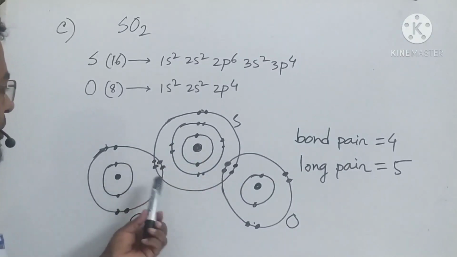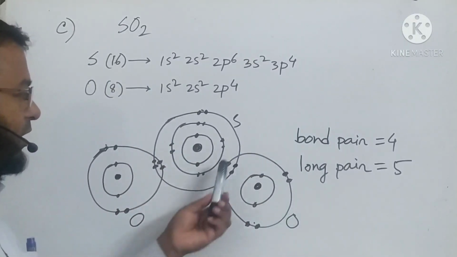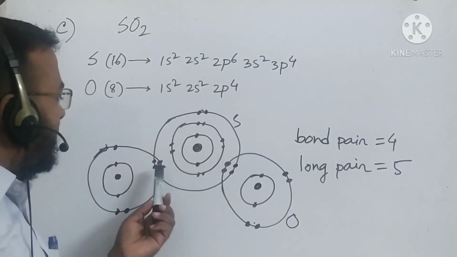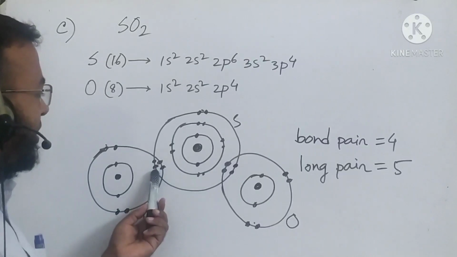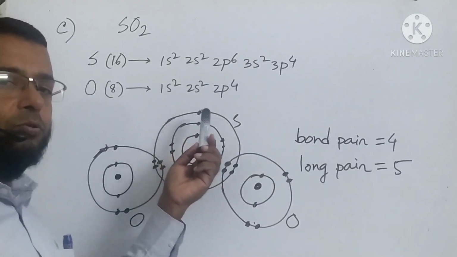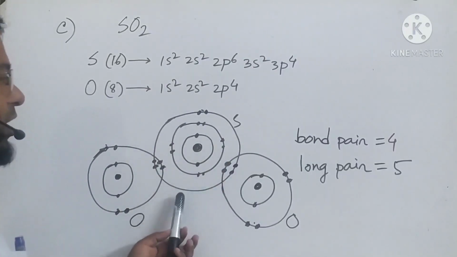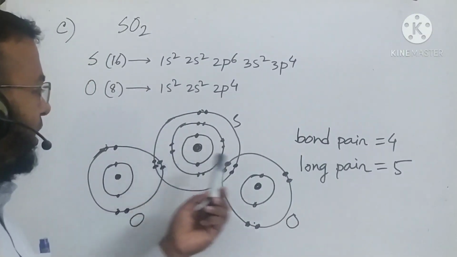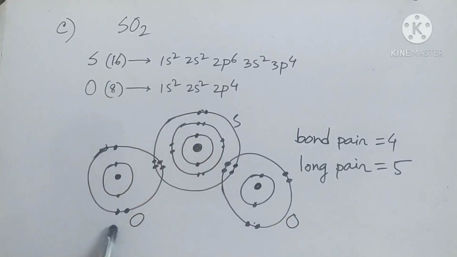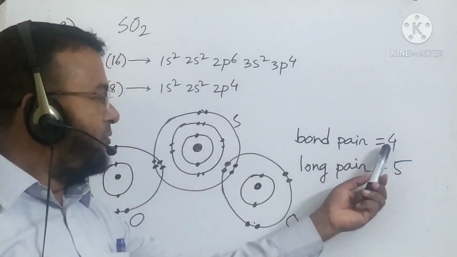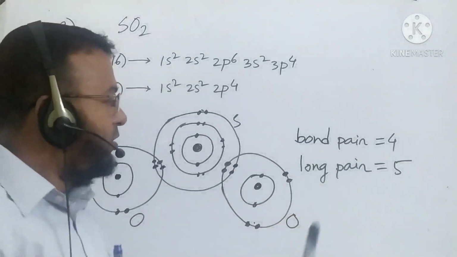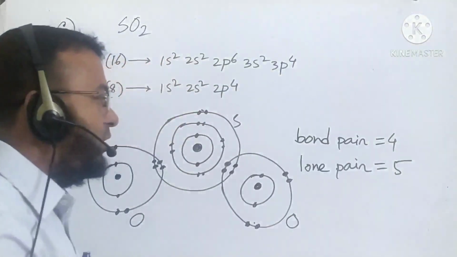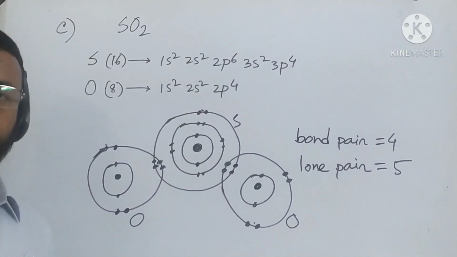So in sulfur dioxide we have seen that sulfur and oxygen share electrons and bonds form. In case of oxygen, the octet is fulfilled, but in case of sulfur there are 10 electrons in the outermost energy level: 4, 4, then 2. So octet extension occurs here, and we find out the lone pair electrons and bond pair electrons. This is the bond pair electron and this is the lone pair electron. So we have seen that bond pair electrons are 4 and lone pair electrons are 5. Okay.